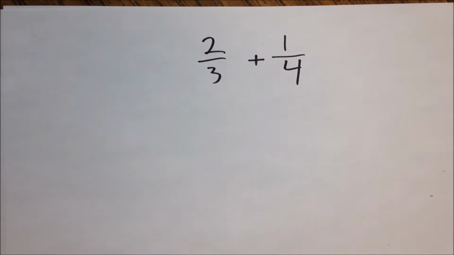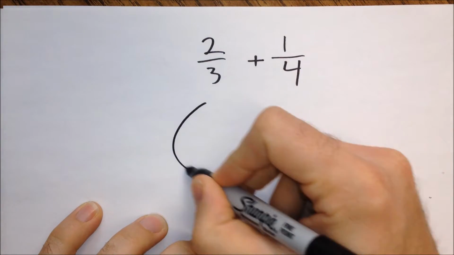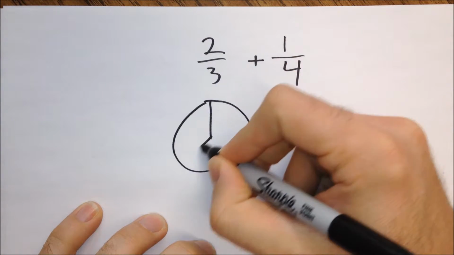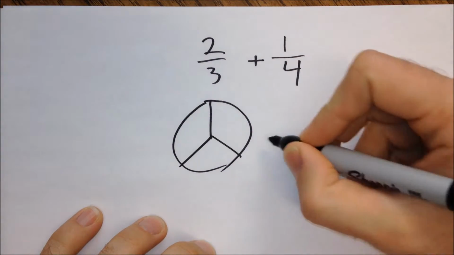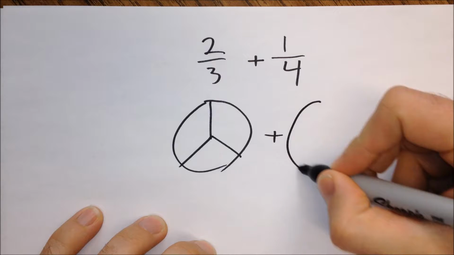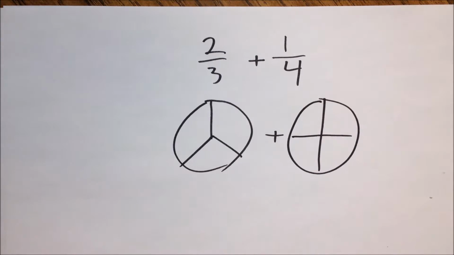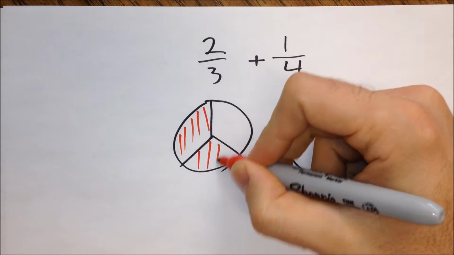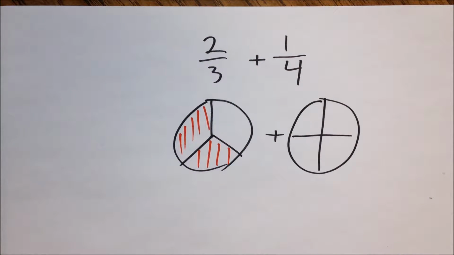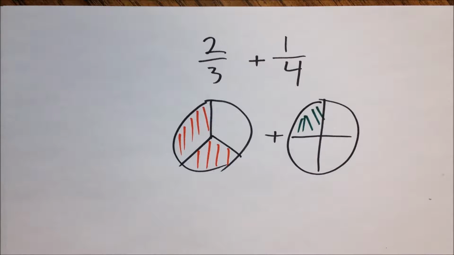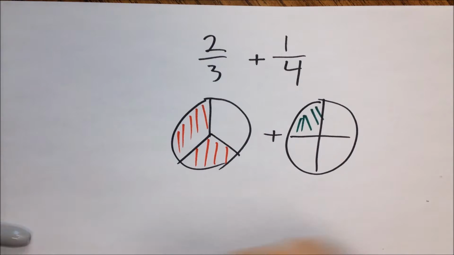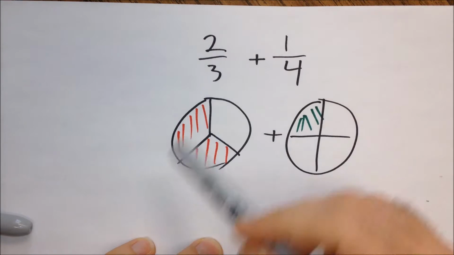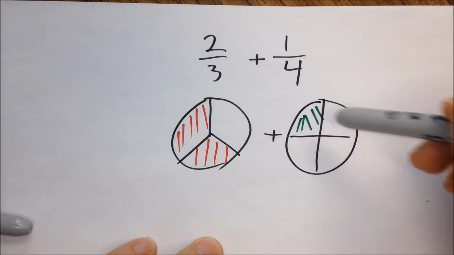Well, if you're not sure what to do, what I would do is I would represent these visually. And the way I represent 2/3 is with a circle that has 3 pieces. And the way I represent 1/4 is in a circle that has 4 pieces. And then I might mark these pieces somehow. So I might mark the 2/3 pieces like this. And then I might mark the 1/4 piece like this. And so you'll see what I've done is I've now created 2 pieces that represent 2/3 of the whole, and 1 piece that represents 1/4 of the whole.